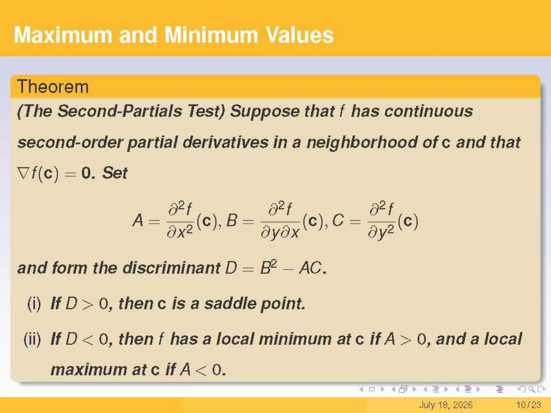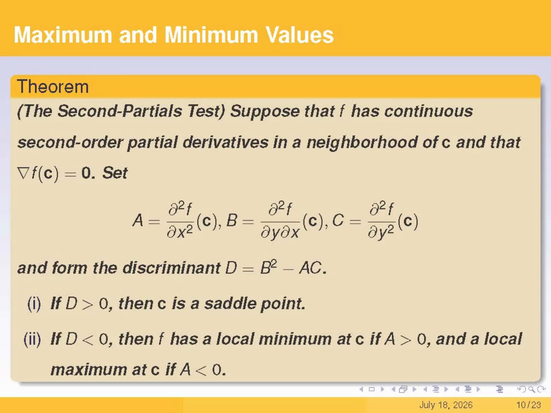This theorem gives us a test based on second partial derivatives. Let's assume the gradient of f at point C is the 0 vector. To start off, we calculate 3 second partial derivatives, which we will call capital A, capital B, and capital C, as you can see on the fourth line. From there, we define the discriminant capital D as B squared minus A times C, shown here on the fifth line. Now, if capital D turns out to be greater than 0, then point C is a saddle point.